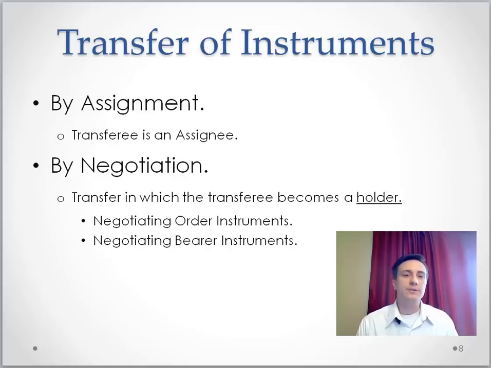And so what is a negotiation? Well, this is when the transferee becomes a holder. And this can be done based on order instruments or based on bearer instruments. So I said there has to be some magic language in there. What turns it into an order instrument?